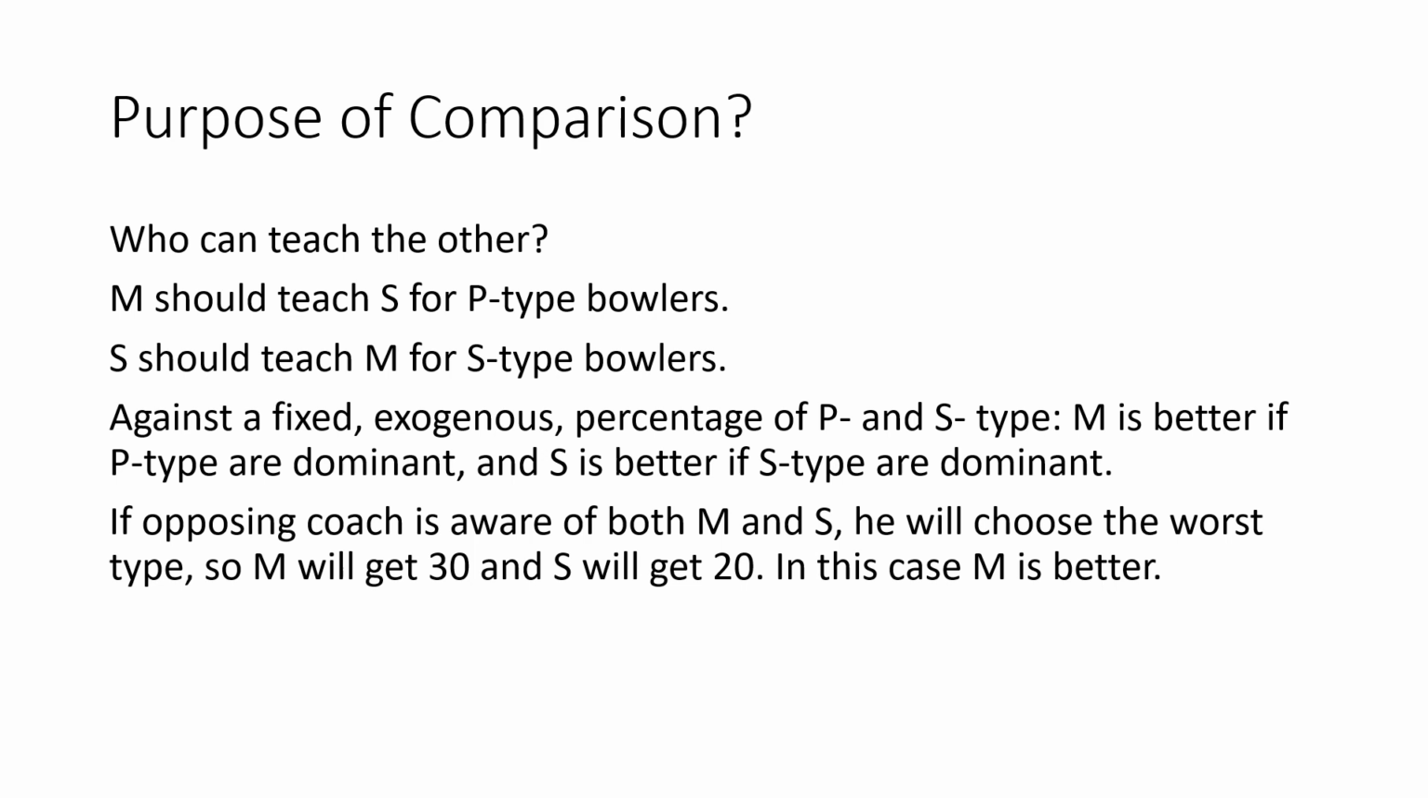And then again, if the field is endogenous, if the opposing coach is aware of the characteristics of Miandad and Sangakkara, then he will choose the worst type, and so the scores will again vary according to the knowledge of the opposing coach. So when it comes to the purpose of comparison, who is better depends very, very strongly on very specific details of the particular situation that we are in.